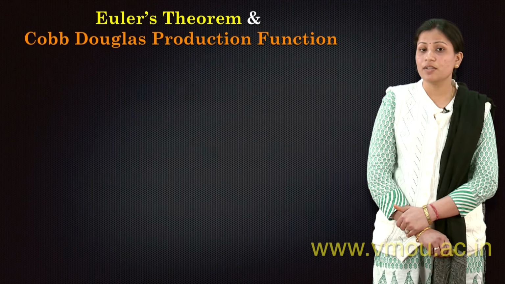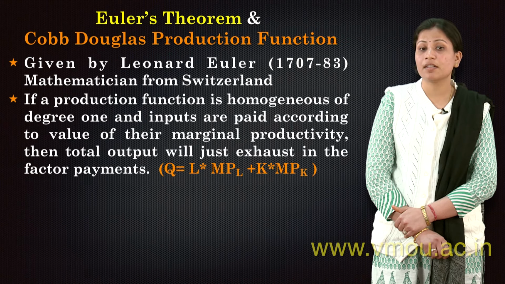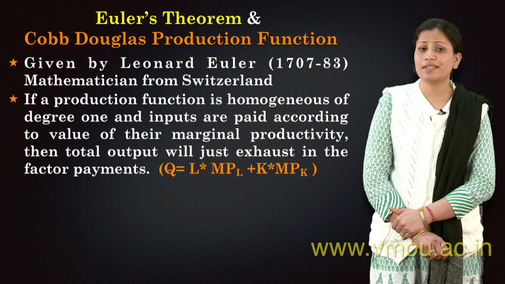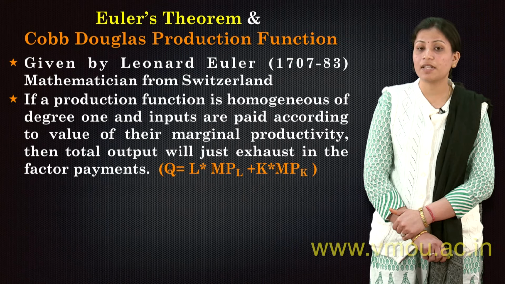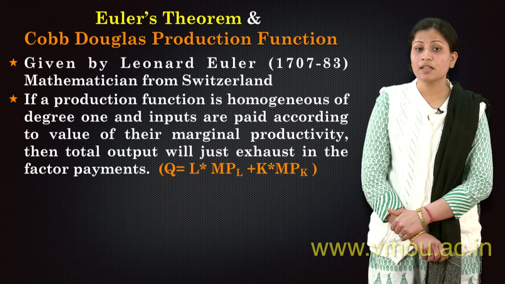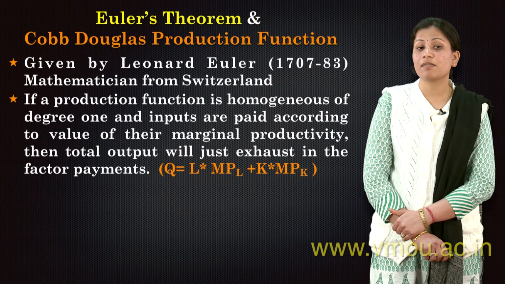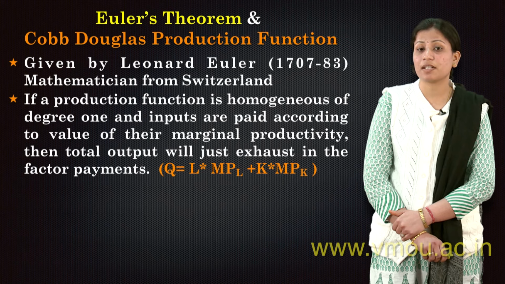Now, what happens with respect to Euler's theorem and the Cobb-Douglas function? Euler's theorem was given by Leonhard Euler, who lived from 1707 to 1783. He was a mathematician from Switzerland. It states that if a production function is homogeneous of degree 1 and inputs are paid according to the value of their marginal productivity, then total output will be just exhausted by the factor payments, which will be q equals L multiplied by the marginal productivity of labor plus K multiplied by the marginal productivity of capital.